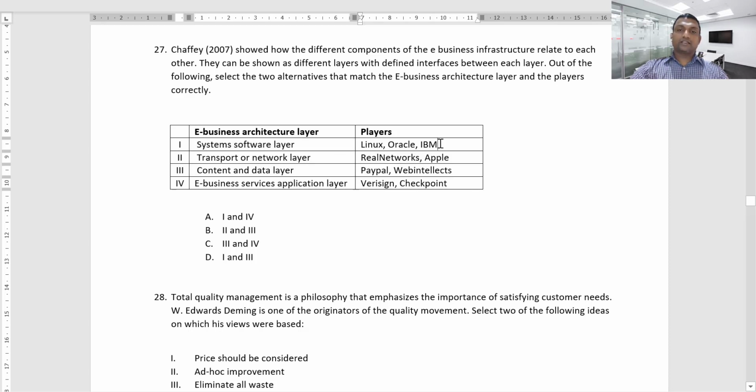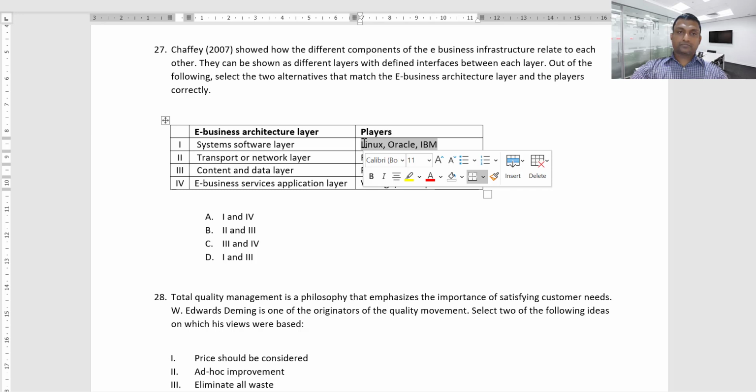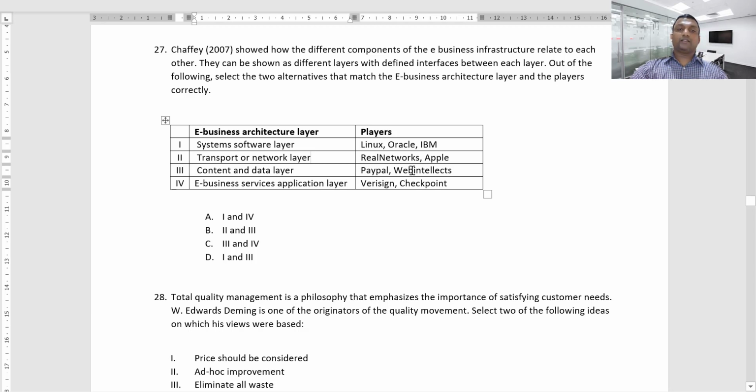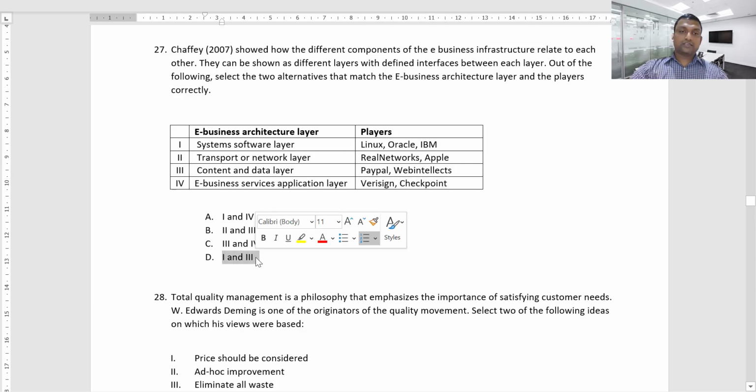So if you look at each of these, system software layer, according to the textbook, it is clear that Linux, Oracle, and IBM are the players in the system software layer. And transport network layer, it's not the Real Networks and Apple. There are different players than that. Content and data layer is all about PayPal and Web Intellect, which is correct. And finally, e-business service application layer, VeriSign and Checkpoint is not mentioned there as a player. So the correct answer for this is answer D.